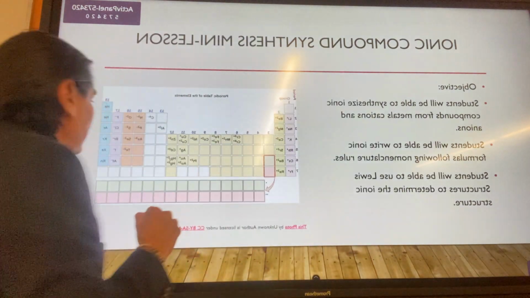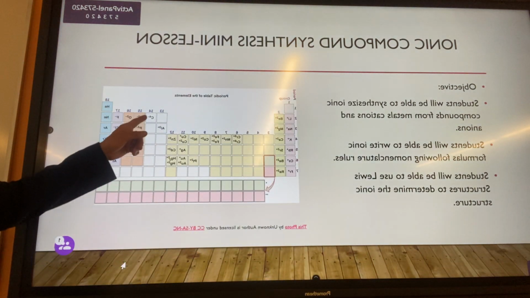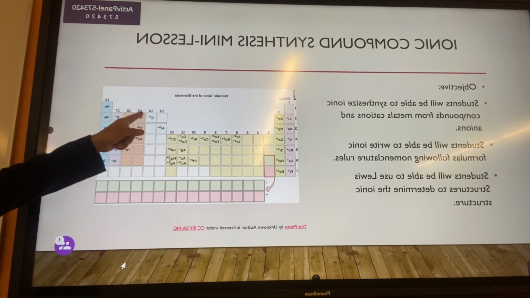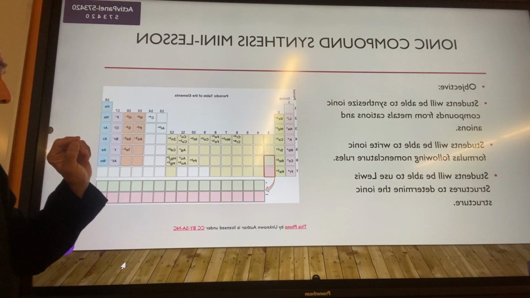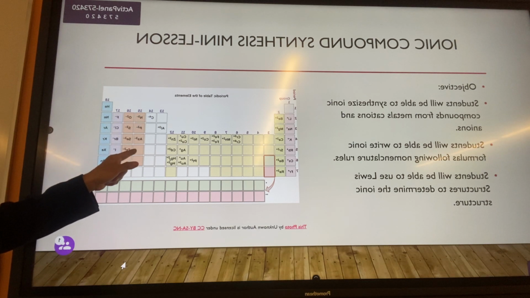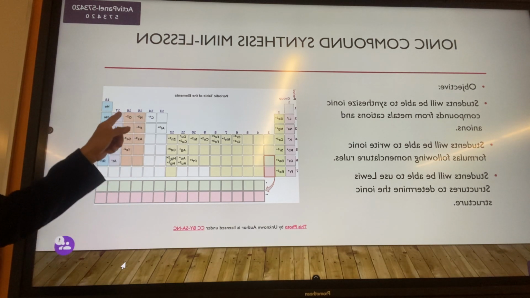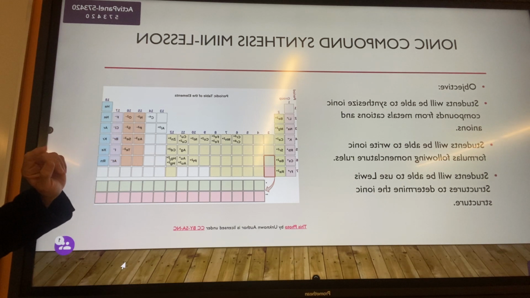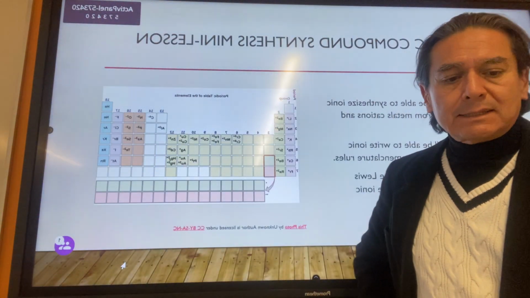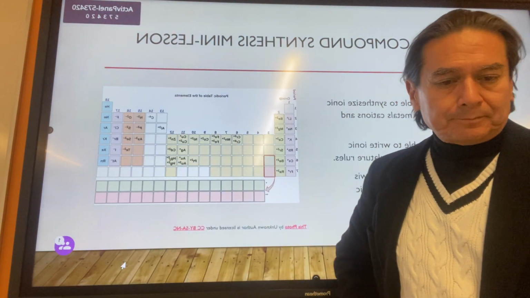The nonmetals that we will be working with are group 14, 15, and 16. Group 14 can accept 4 electrons. Group 15 will accept 3. Group 16, 2. And group 17, only 1. And I will explain to you what that means in the next slide.